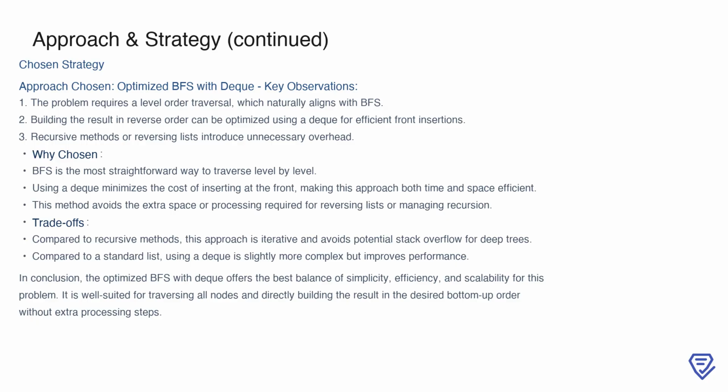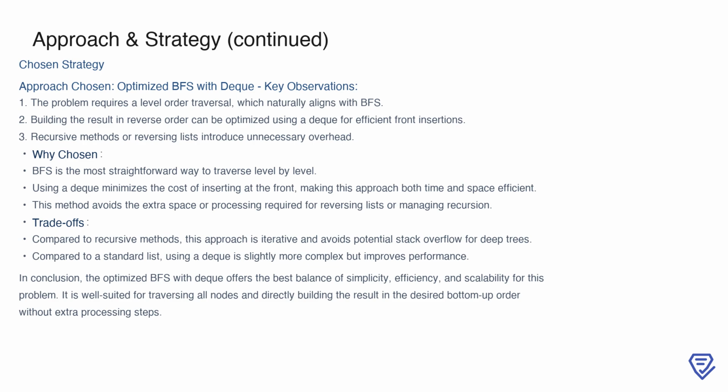This optimized approach involves processing the tree level by level using a queue, storing the levels in a deque as they are processed, and finally converting the deque into a list before returning the result. It maintains a time complexity of O(n) and a space complexity of O(n). The trade-offs are minimal. While a deque may be slightly more complex to use compared to a regular list, it significantly improves performance for this problem.